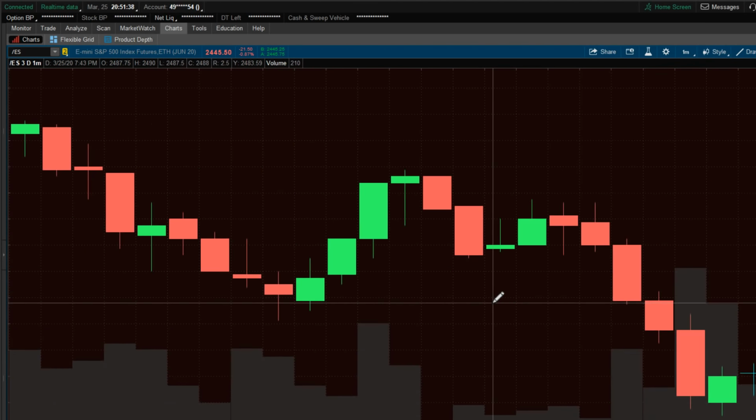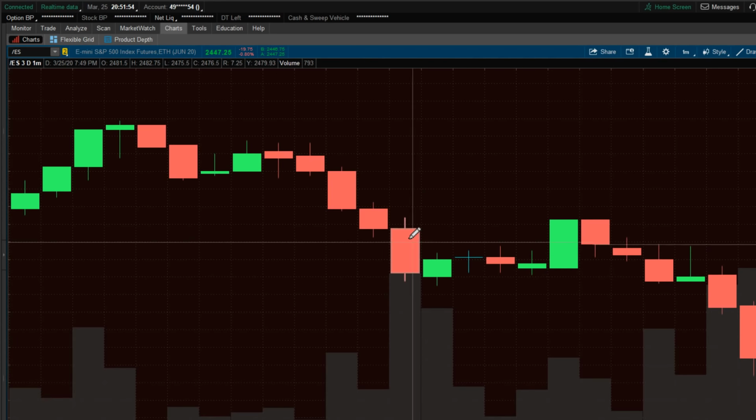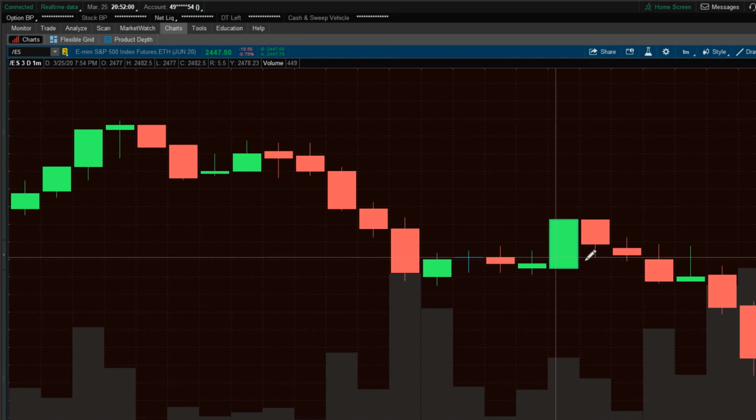This one is a piercing candle, but it's not quite what you like to see. What I normally like to see with a piercing candle is that it closes at least above the 50% mark of this previous candle. So this one was almost a piercing candle, but it didn't close high enough. Probably why it was so weak.